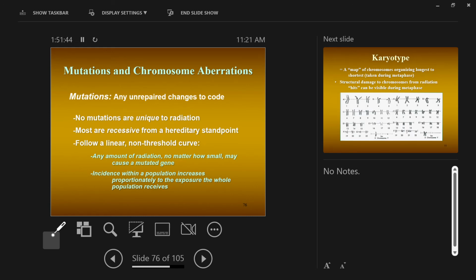A mutation, just as a reminder, is any unrepaired change to the genetic code. If the changes are repaired, then there's no mutation. Some reminders that I have said already, but let's keep it on the table: no mutations are unique to radiation. What does that mean? That these mutations can happen whether you use radiation or not. They could just happen naturally. These are occurring all the time.